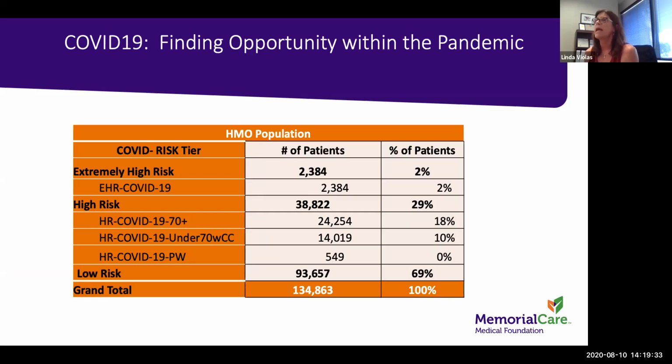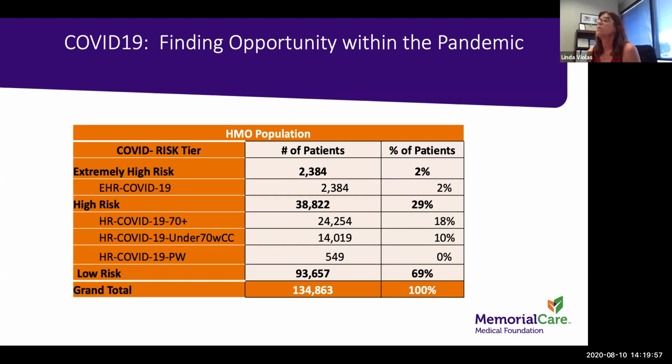Now this is the HMO population. Just to frame it, there's about 135,000 lives. This is a mixture of your commercial and your senior or Medicare Advantage lives. So right away you see 2% of the population, whereas in the ACO population, where it was all commercial, it was 1%. So we have a lot more disease burden here.